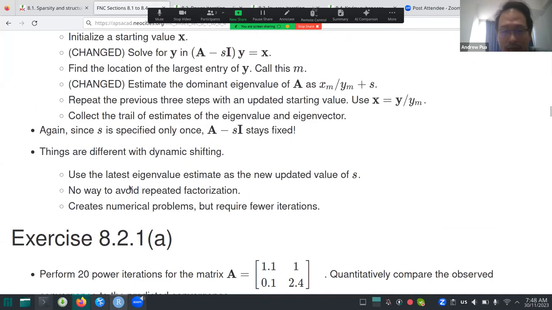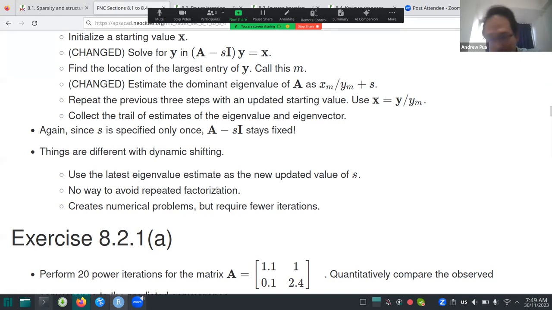Okay? And the idea is to use the latest eigenvalue estimate to update the value of S, because you want S to be close to the target eigenvalue. So that's the only source of information that you have. The latest eigenvalue estimate you could feed into S. And there's no way to avoid the repeated factorization. Again, trade-offs. It does create some numerical problems. You could see it illustrated in the book, but it requires fewer iterations.